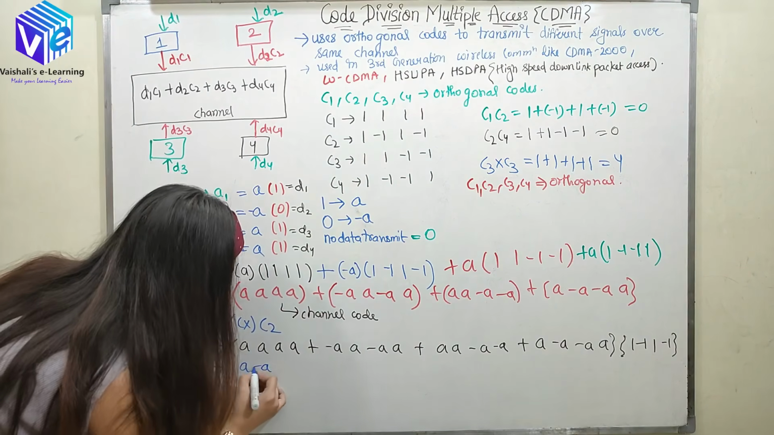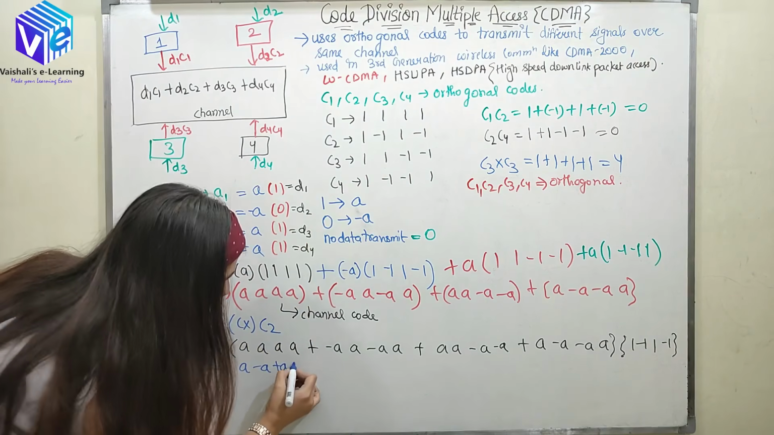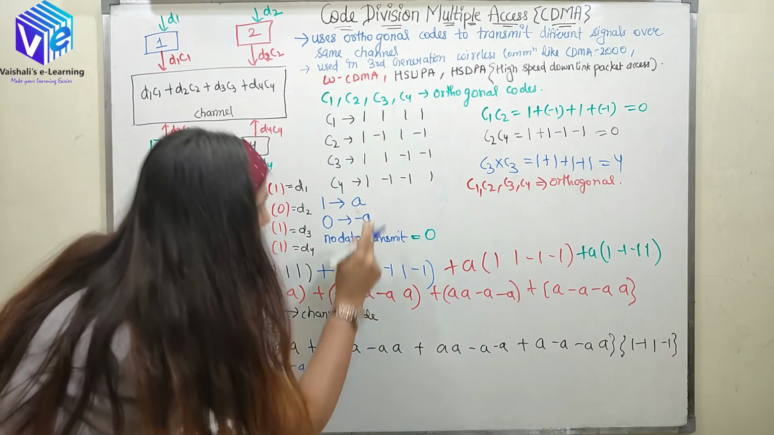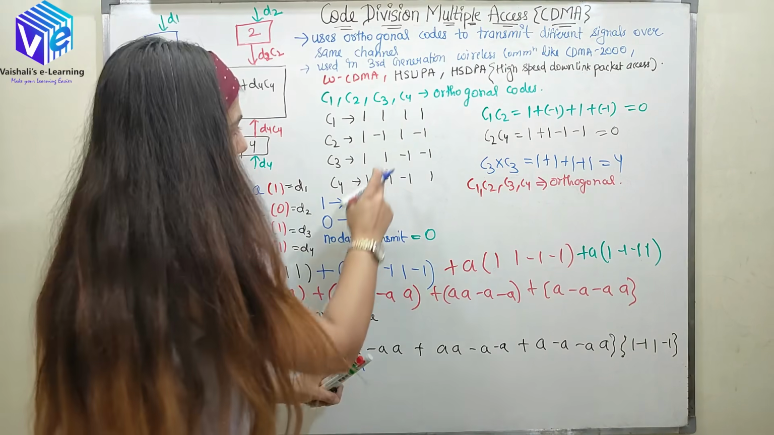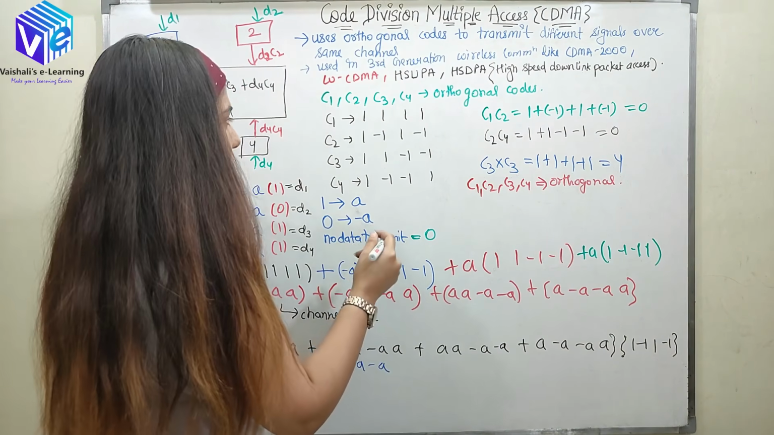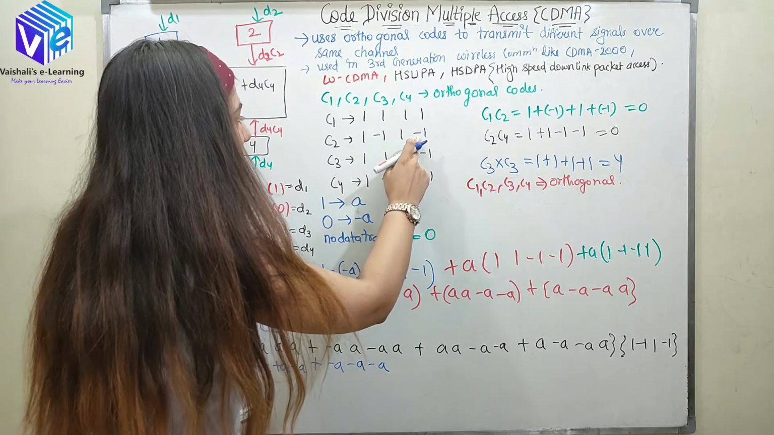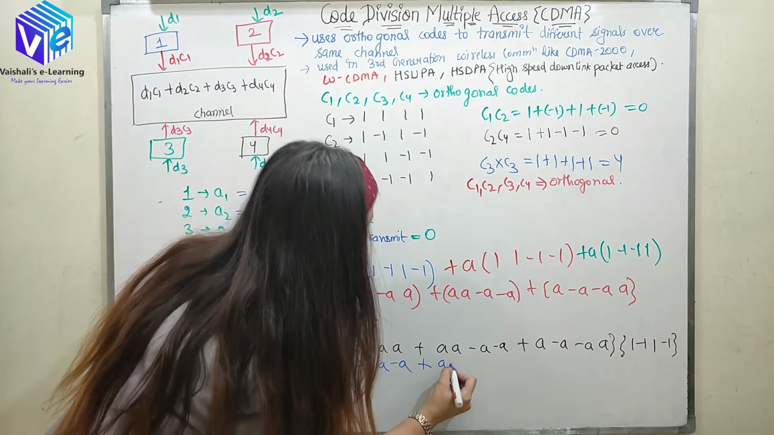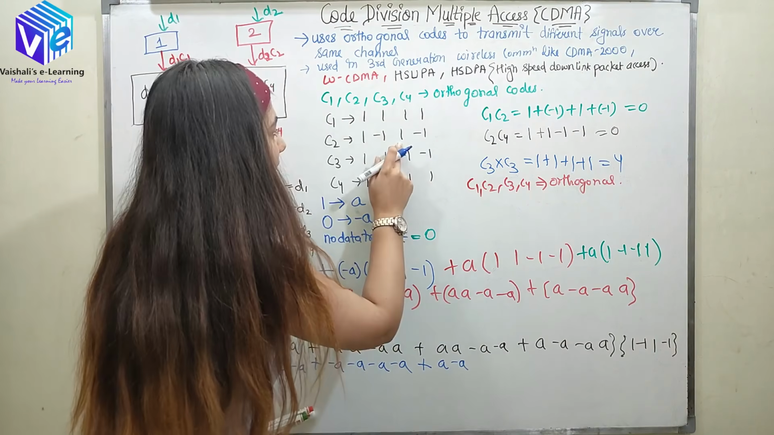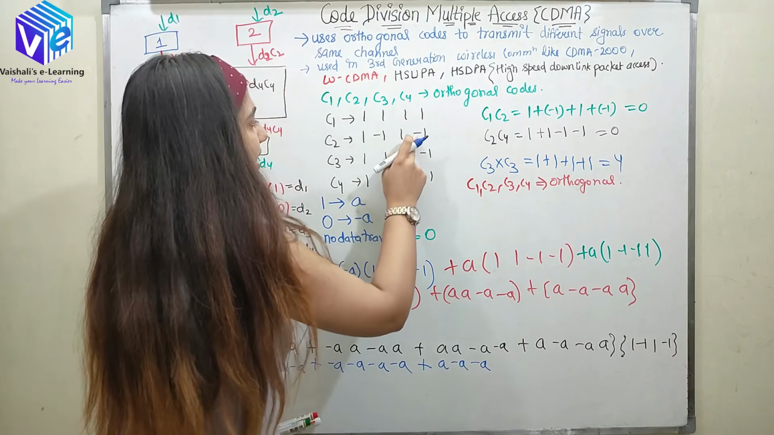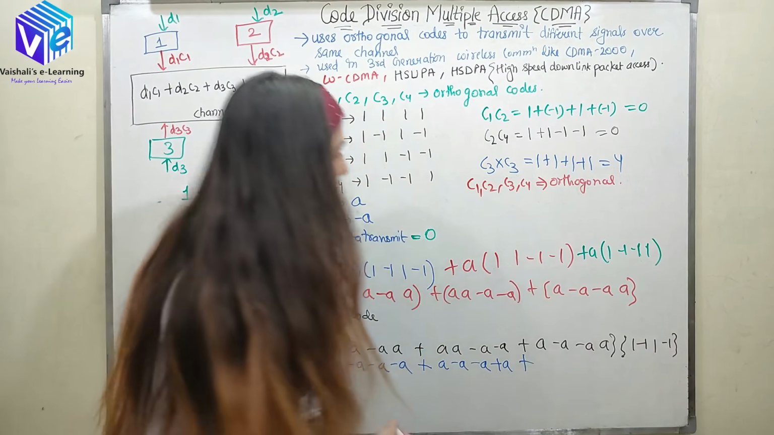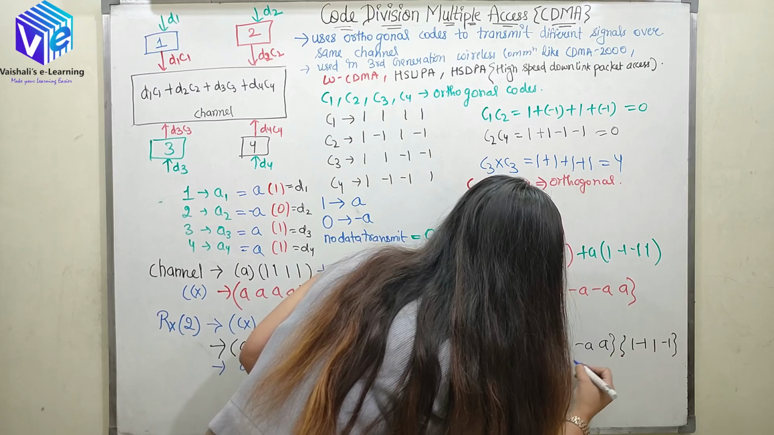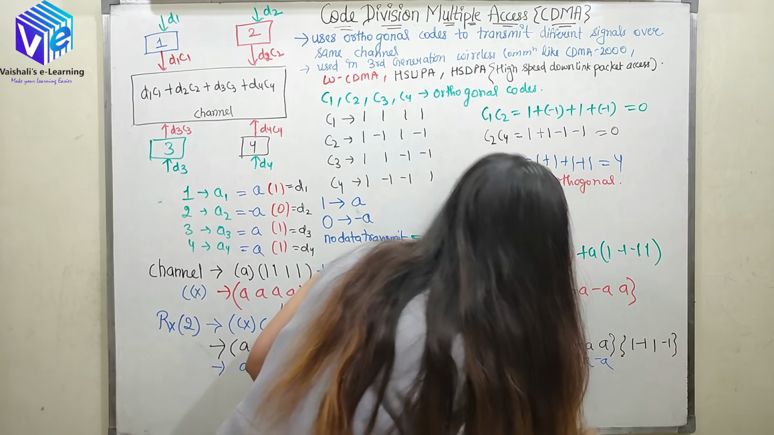Here 1 is multiplied with A, I'll get plus A. Here minus 1 is multiplied with A, I'll get minus A. Similarly, here minus A multiplied with 1, I'll get minus A. Minus 1 multiplied with A, I'll get minus A. 1 multiplied with minus A, I'll get minus A. And minus 1 multiplied with A, again I'll get minus A. Plus here 1 multiplied with A, I'll get A. Minus 1 multiplied with A, I'll get minus A. 1 multiplied with minus A, I'll get minus A. And minus 1 multiplied with minus A, I'll get plus A. Plus again 1 multiplied with A, I'll get A. Minus 1 multiplied with minus A, I'll get plus A. 1 multiplied with minus A, I'll get minus A, and minus 1 multiplied with A, I'll get minus A.